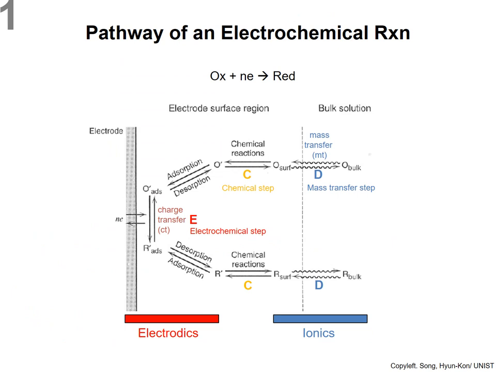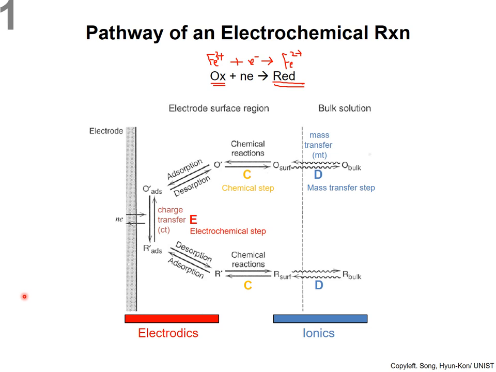Okay, here is an overall picture of electrochemical reactions. So here is a reduction reaction. Ox stands for oxidized species, plus some number of electrons, which is going to reduce the species. Let me change the example. Let me say this is Fe3+, plus one electron, going to Fe2+. That is a good example for this reaction. So Fe3+ is called the oxidized species, and Fe2+ is called the reduced species.